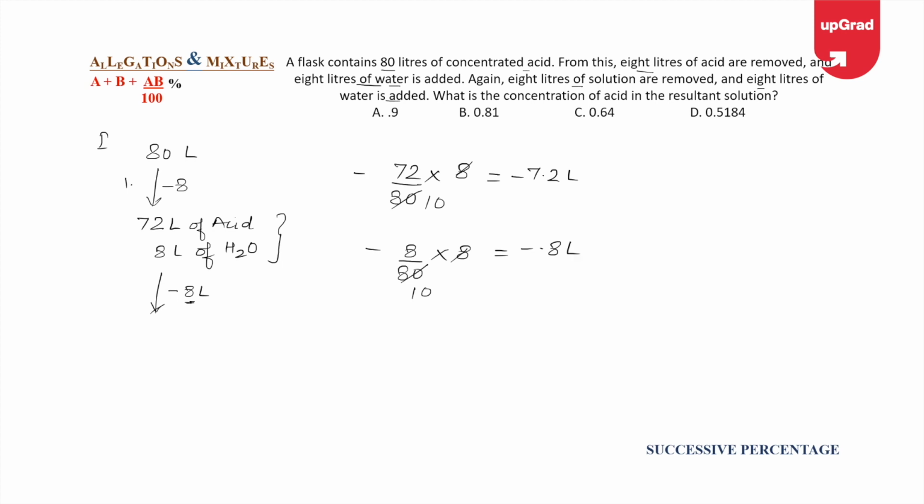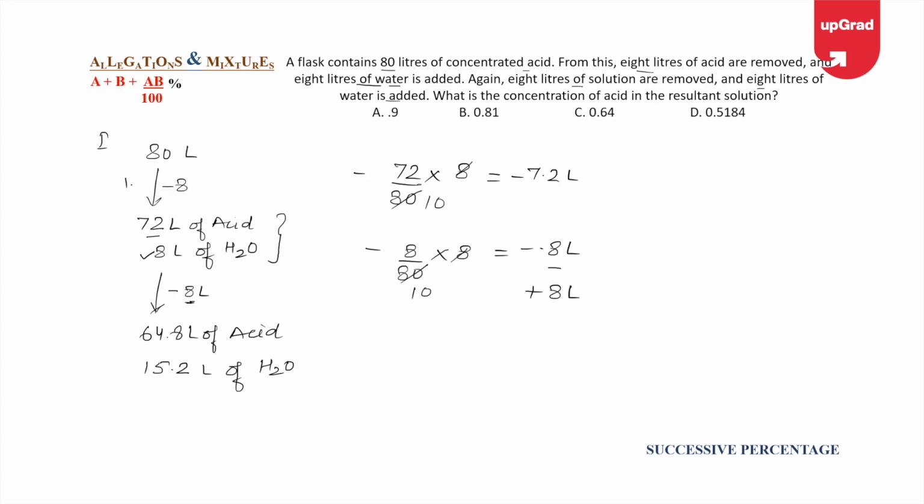And then we are adding again 8 liters of water. So out of 72, if I remove 7.2 liters of acid, I will be left with 64.8 liters of acid. And the remaining, because there was the initial quantity of 80 liters, is 15.2 liters of water. Now you would think, why has it become 15.2? Because out of 8 liters, 0.8 was removed, but then we have added 8 liters of water.